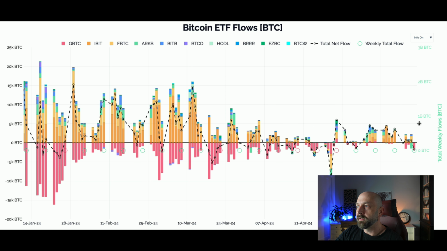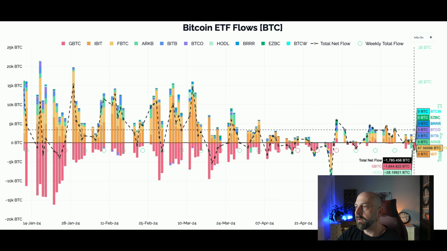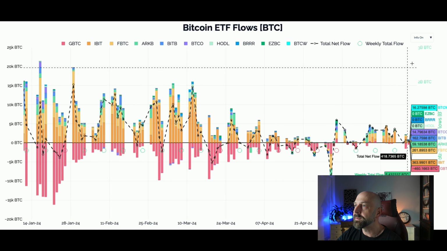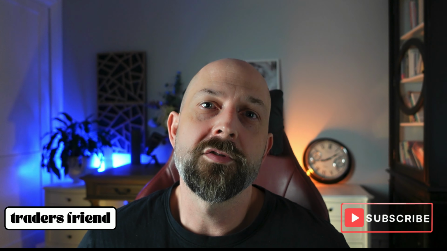I just wanted to point that out. To move this market up, we're going to need to see a huge influx of capital in these ETFs. I don't see us moving up from retail at any point, simply because retail just can't move Bitcoin at this price. Those are my thoughts on the market structure.